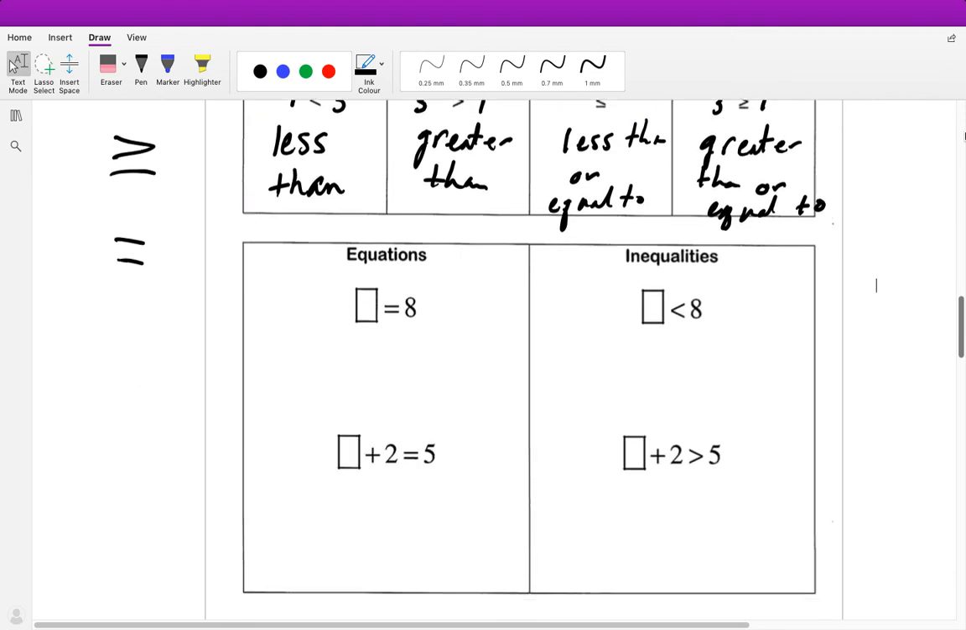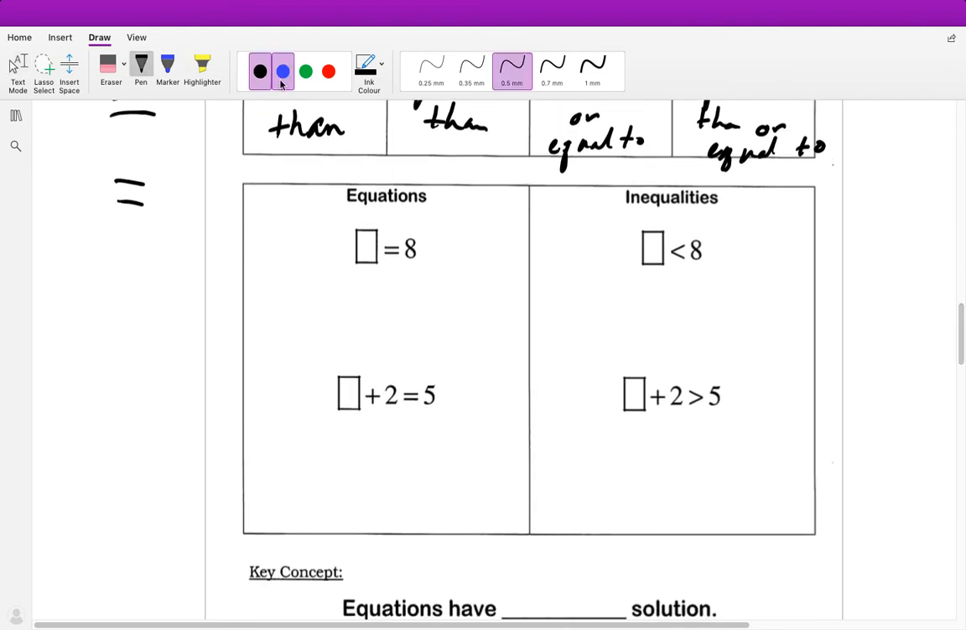All right, so let's just go ahead and fill this in. If it's an equation, if we want to make this a statement, what number is equal to 8? Well, that would be 8. 8 is equal to 8. There's only one case that can happen. If I wrote any other number that we know exists, it won't be equal to 8. The only number that is equal to 8 is 8. So in this case, there's one possible solution.